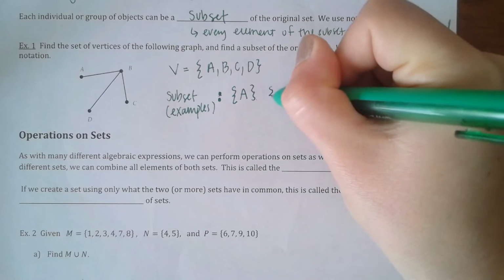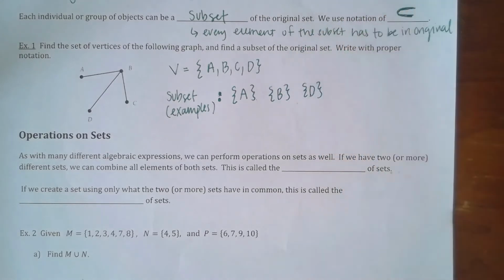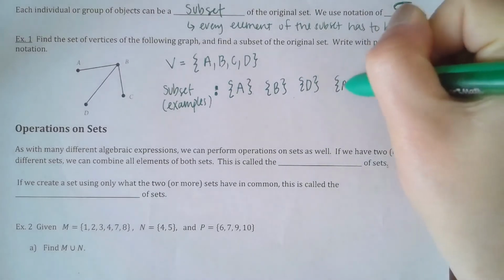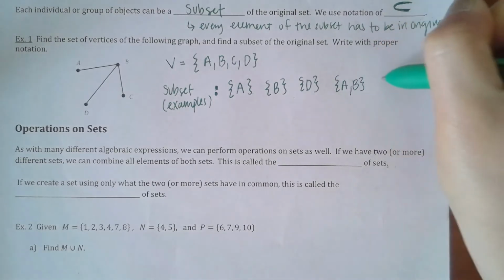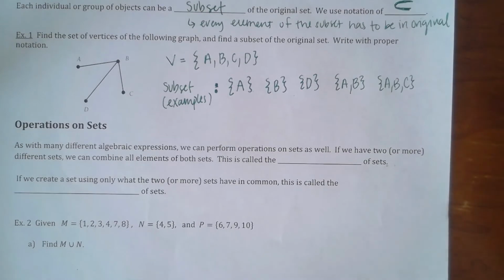Another one could be B. Another one could be D. So I could list out the original individual elements, or I could list groups of elements, like AB is also a subset, or ABC. So as you can see, there's lots of different subsets that we could list for this 4-element combination.